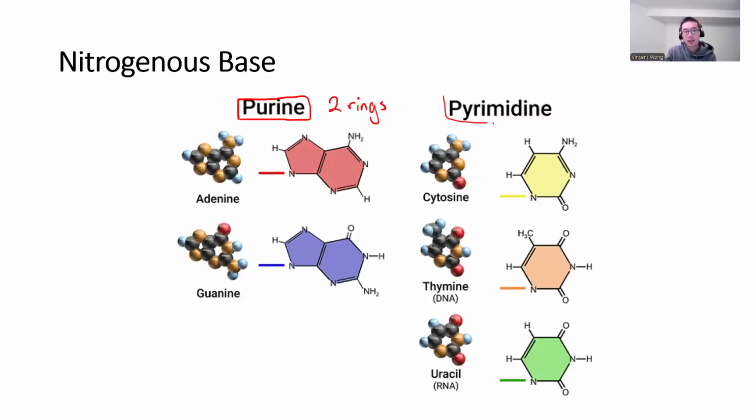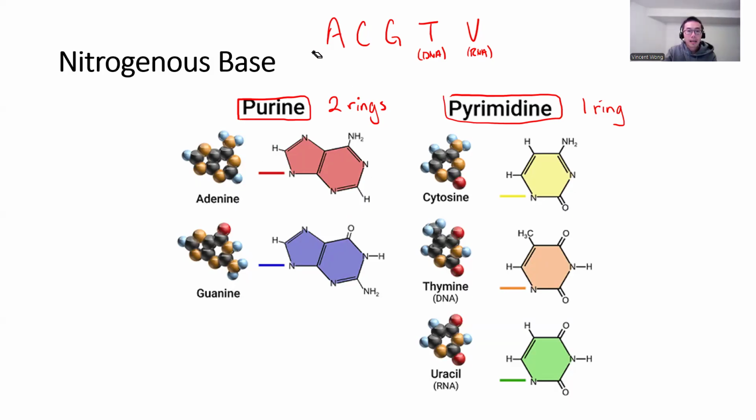And these ones, the pyrimidine, they only have one ring in them. I'll explain the significance of that in a second. So we have five different nitrogenous bases: A, C, G, T in DNA, and U in RNA. This is very important because later on we have to use these things for the rest of the course, so it's good to spend some time to explain it right now.